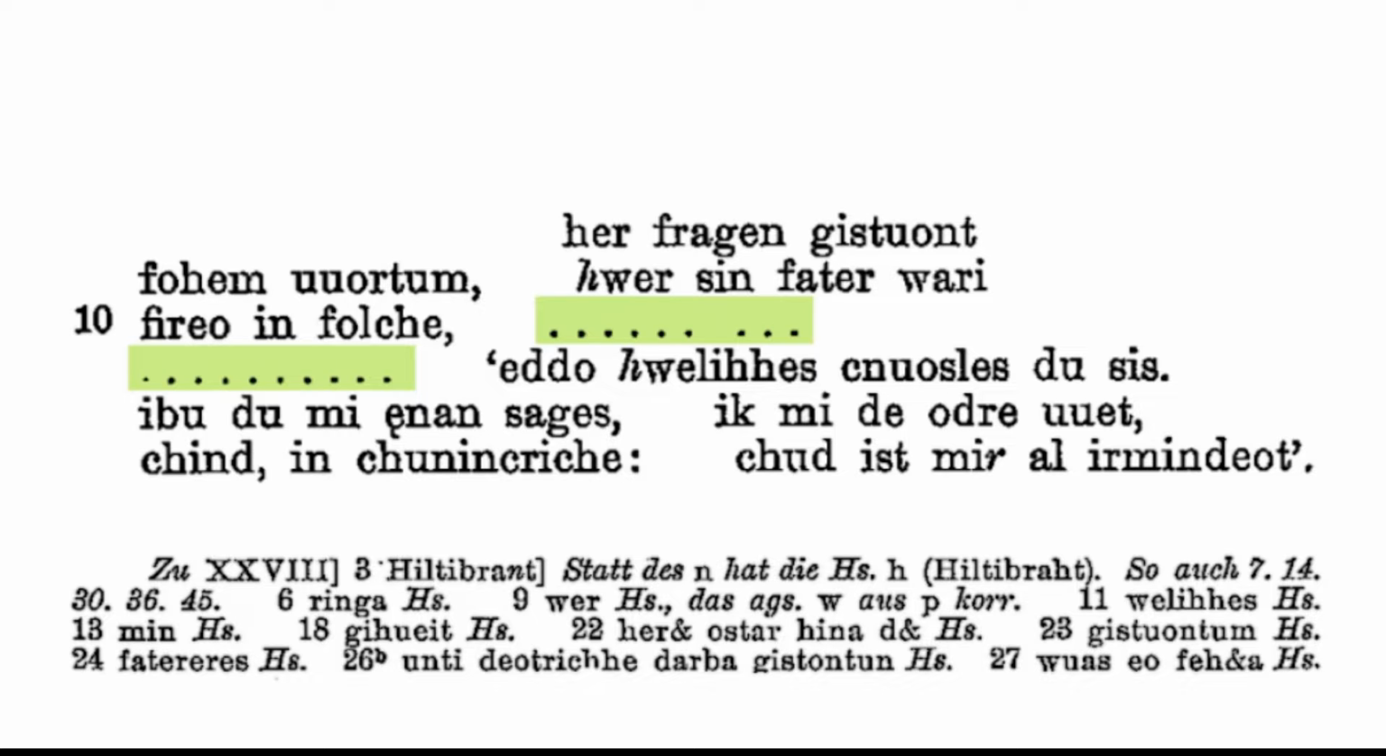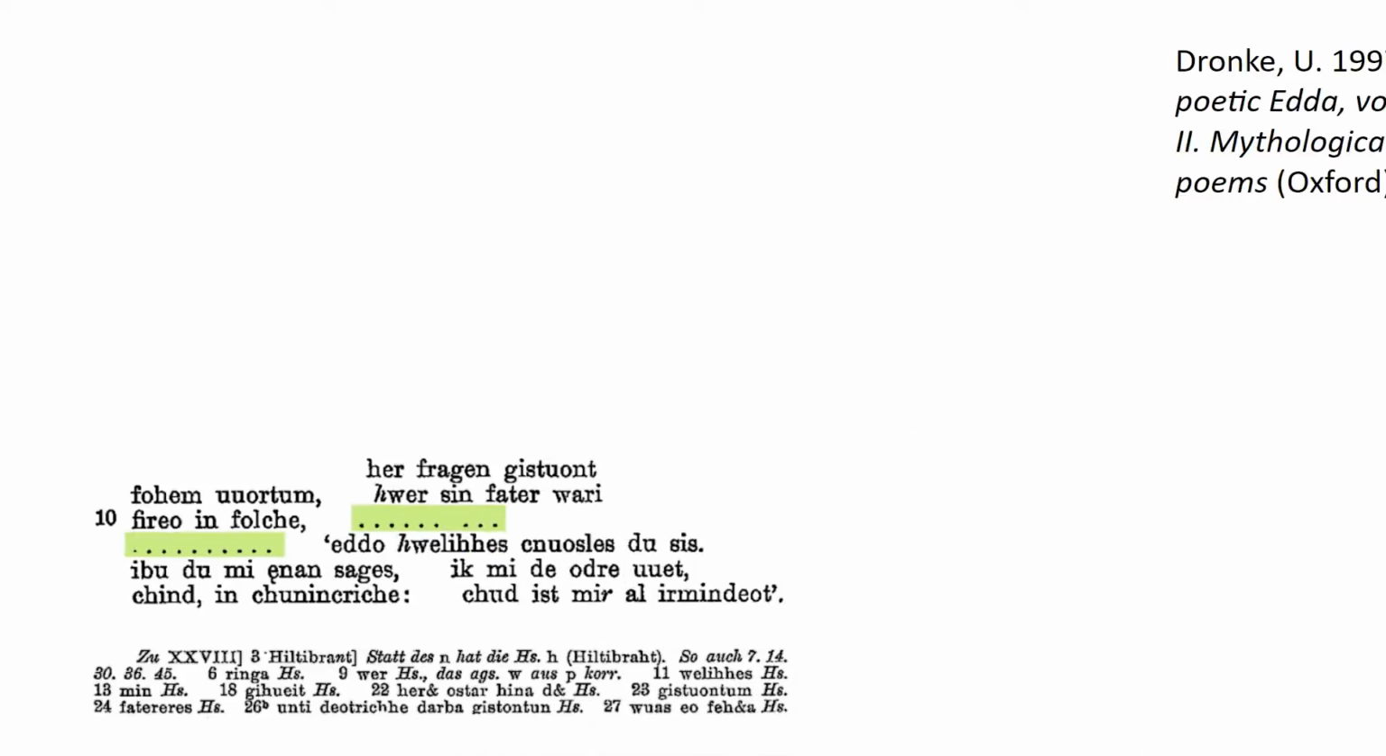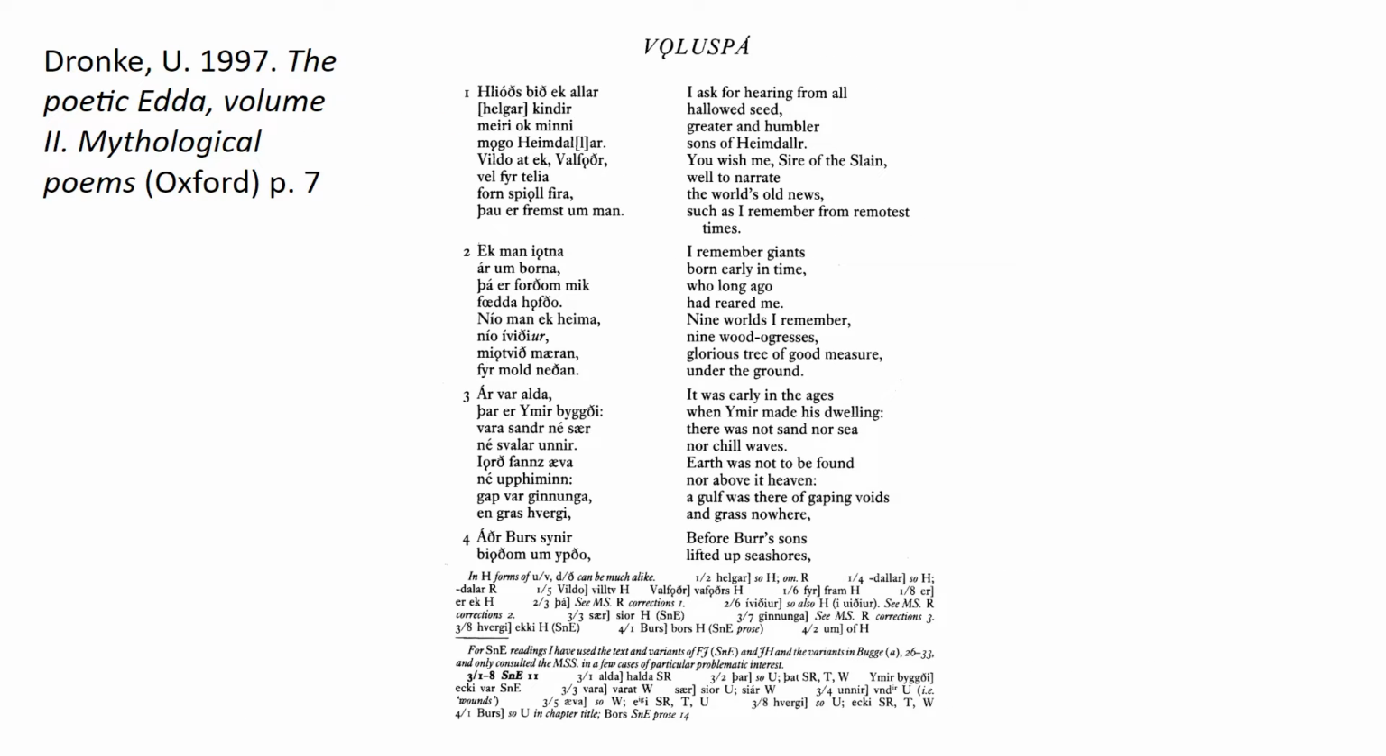Fireo, Folcher, Hueliches is a legitimate alliteration in Old High German. Example number 2 is in Old Norse, the Våluspá, the Prophecy of the Seeress. This is the most famous poem in the Elder Edda, mainly because of its account of Ragnarok.